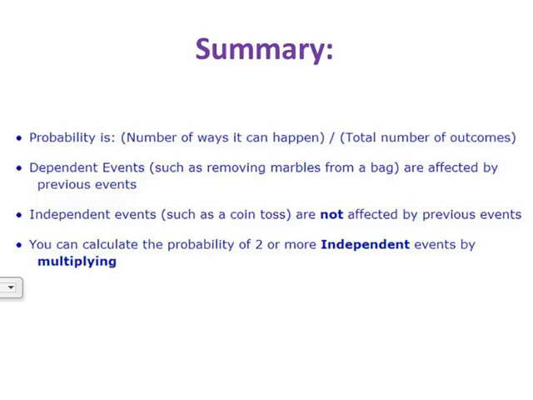All right, just a quick summary. Remember, probability is the number of ways something can happen divided by the total number of outcomes. Dependent events, such as removing marbles from a bag and holding on to them, are affected by previous events, whereas independent events are not affected by previous events.